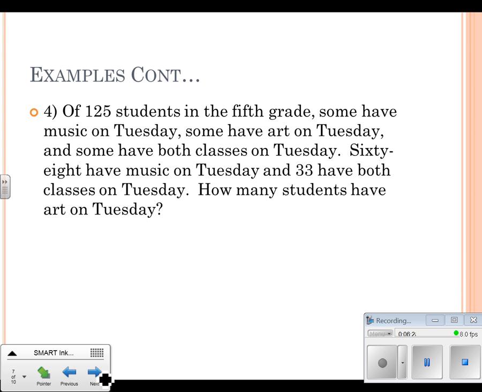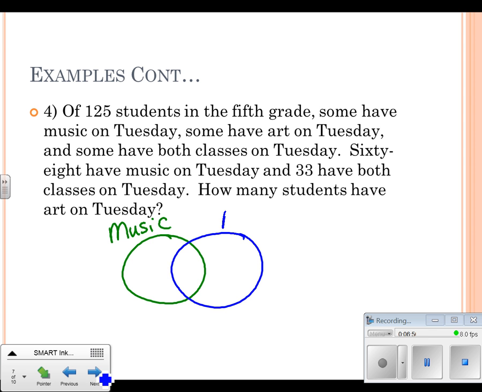So what we want to do in our Venn diagram is we want to have one of our circles, one of our sets represent music, and then the other set is going to represent art. So the green is going to be music, and the blue here is going to represent art.